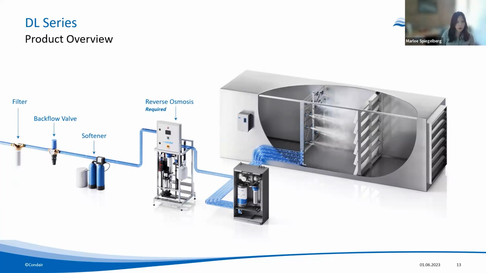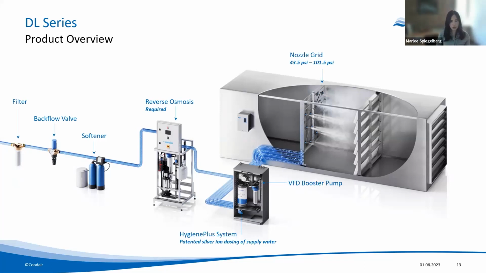There we have the required reverse osmosis system. The DL does require reverse osmosis water treatment and needs pretty low conductivity values of about 15 microsiemens per centimeter. After that, we go into the hydraulic unit, which has our Hygiene Plus system. This is a patented silver ion dosing system of the water supply. And from there, we go into the VFD booster pump, into our low pressure nozzle grid, which sprays the water into the air, which then lands on our ceramic media.